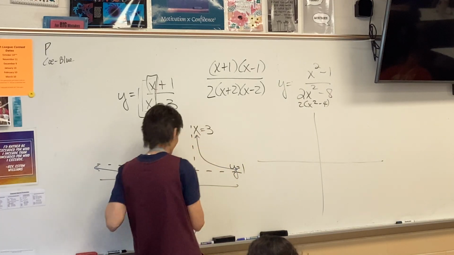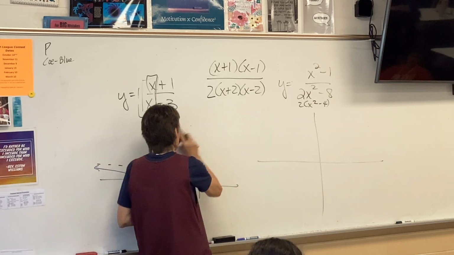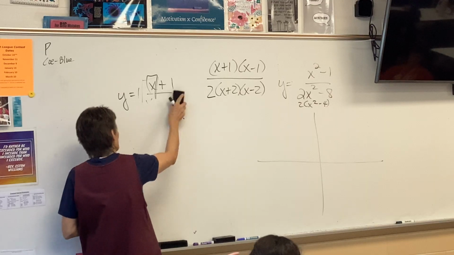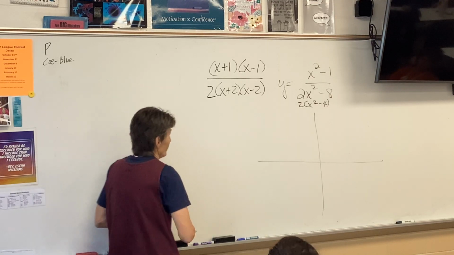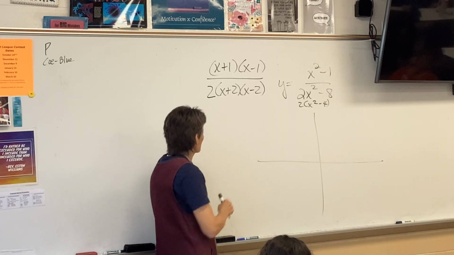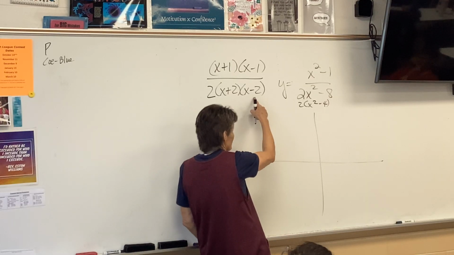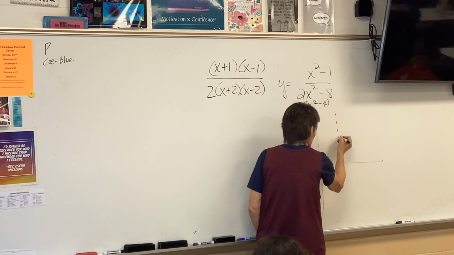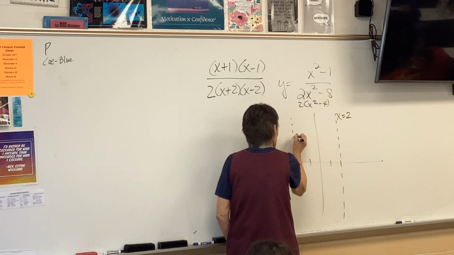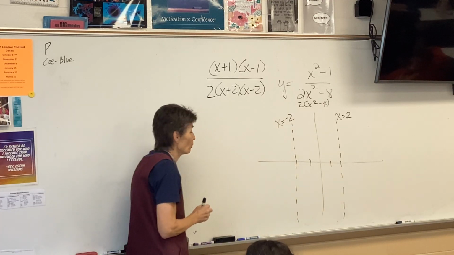This is going to be a bigger version of this. It's got more going on. Tell me about my vertical asymptotes. Remember where they come from. They come from the denominator. So aren't there going to be two of them? -2 and +2. Vertical asymptotes come from the denominator. Perfect.